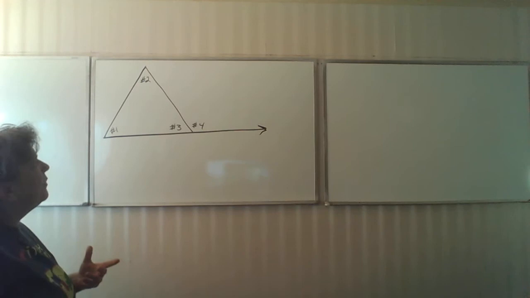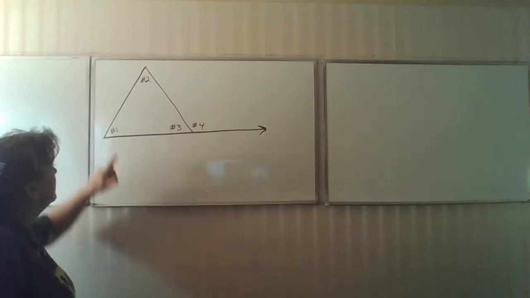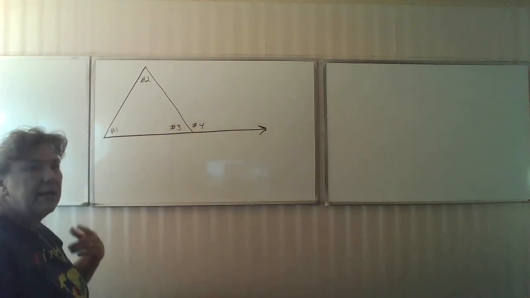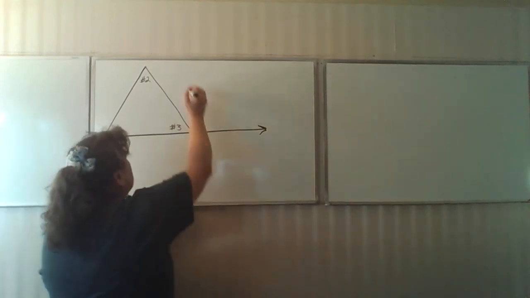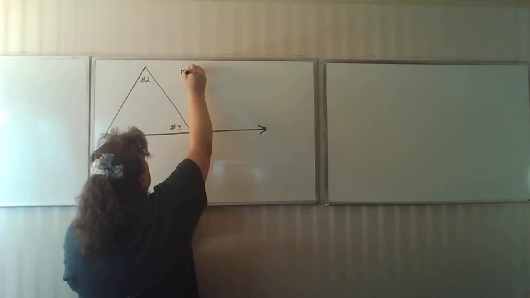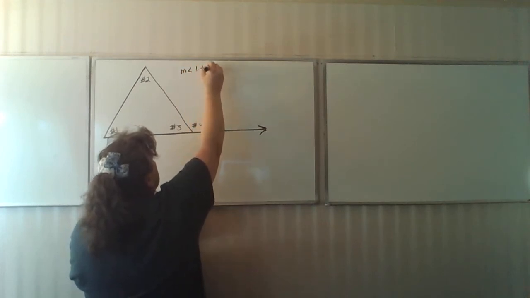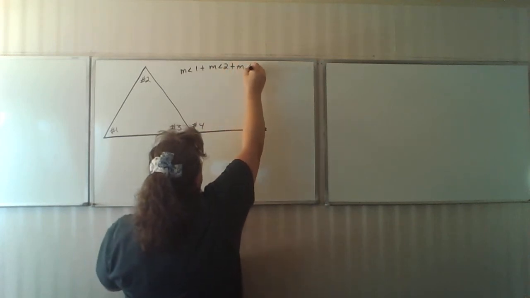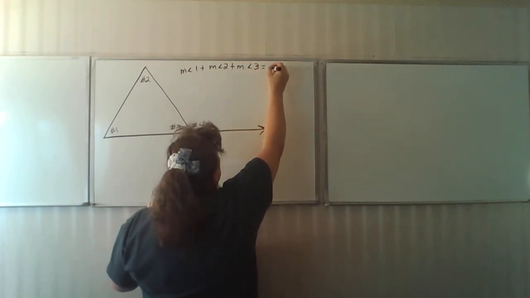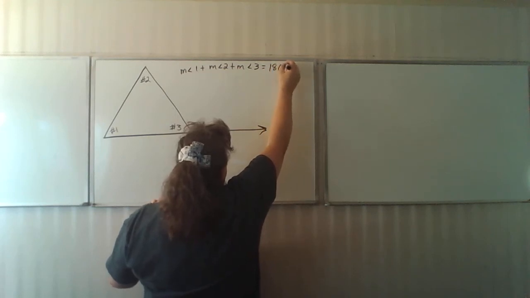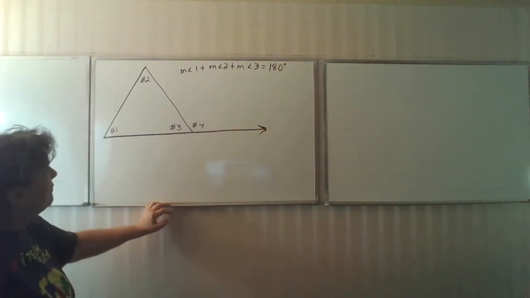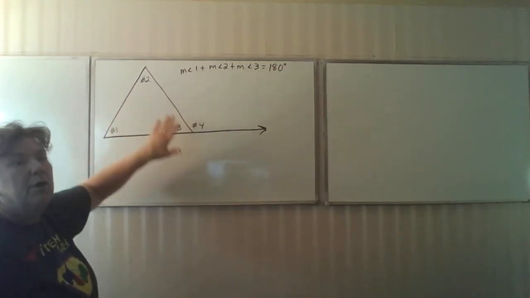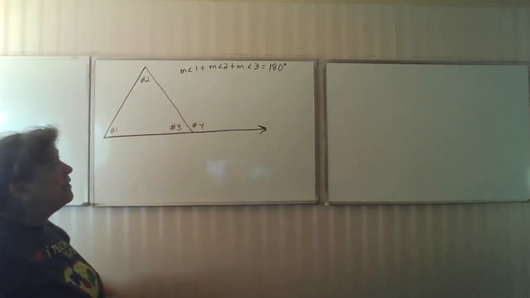If you remember it, you will remember that the sum of the interior angles of the triangle equal 180 degrees. So, therefore, the measure of angle 1 plus the measure of angle 2 plus the measure of angle 3 equals 180 degrees. So if you know these angles or how they're related, if you know two of them, you can always find the third angle.